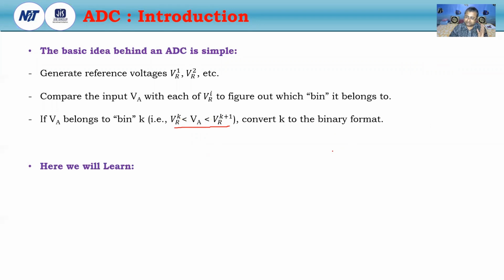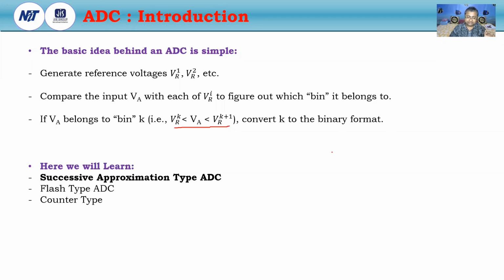So in this analog to digital converter, we will learn 4 types of analog to digital converter. First is successive approximation type ADC. Second is flash type ADC. Third is counter type ADC. And fourth one is the very important one, that is dual slope ADC. So in ADC and DAC, you should learn the total 6 types: 2 types of DAC, weighted and R-2R ladder, and 4 types of ADC, that is successive approximation, flash type ADC, counter type ADC, and dual slope. Today we will learn the successive approximation type ADC.